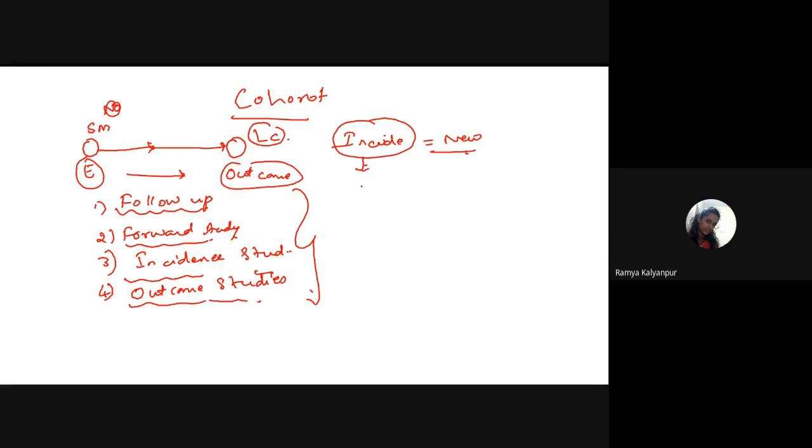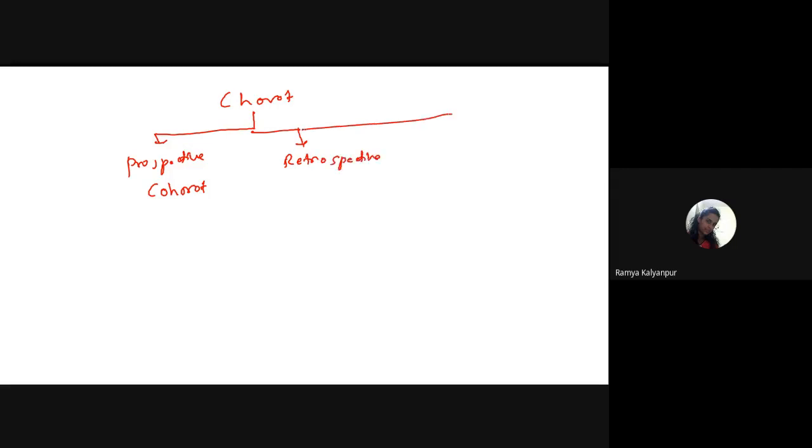Then what are the types of cohort study? When we see the types of cohort study, they are broadly classified into prospective cohort, then retrospective cohort, then a mixed or combination cohort study. Let us see each of these three designs in detail.